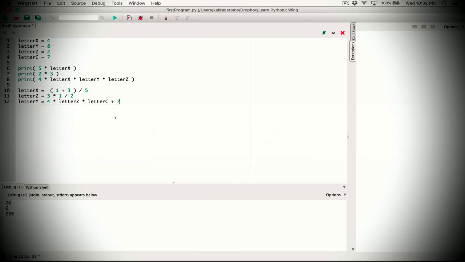This way. And we know that since the multiplication sign has a higher precedence, that's what's going to evaluate first. It's going to multiply 4 times letter z, and then times letter c, and then it adds the result to 7. Addition comes last in the order of operation.